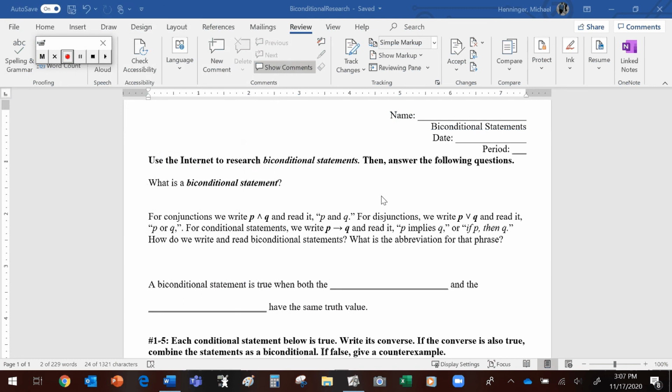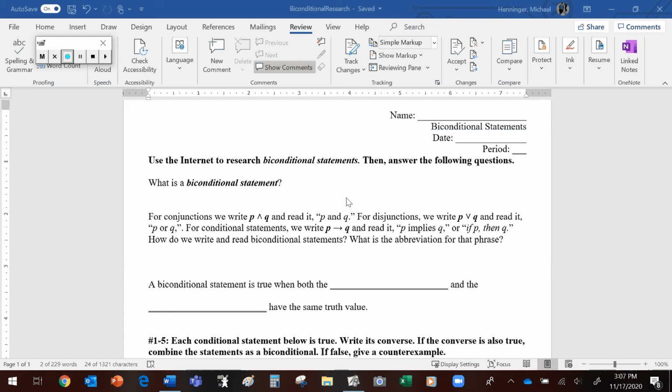The last couple of times we were together, we were talking about conditional statements. So we had the original conditional statement, which was if P then Q. We had the converse, which was if Q then P. We had the inverse, which was if not P then not Q. And we had the contrapositive, which was if not Q then not P.